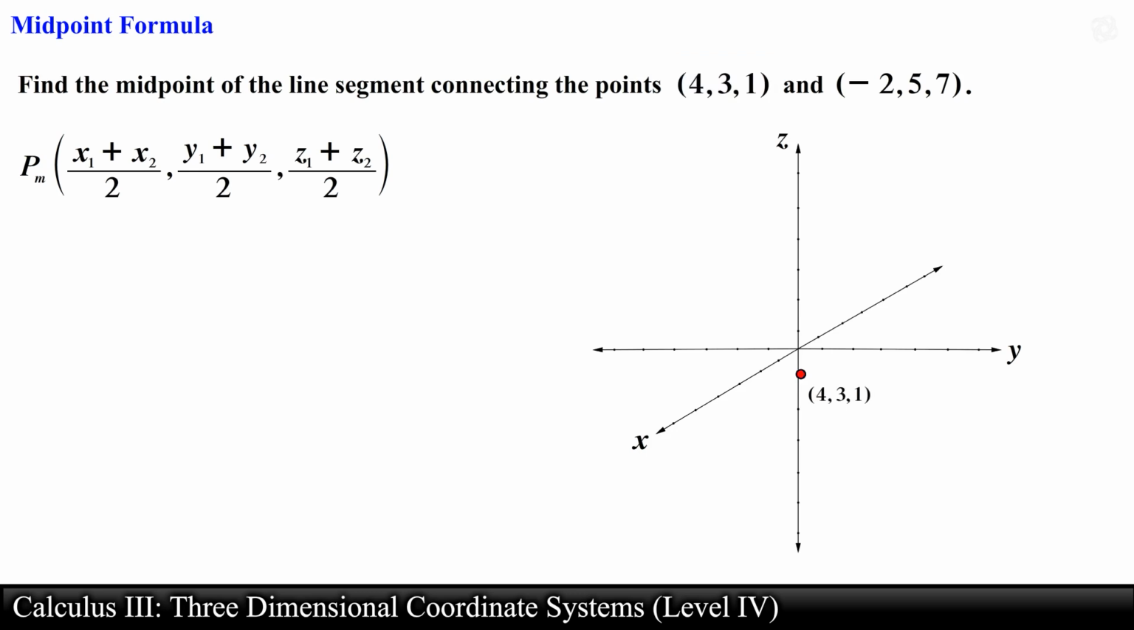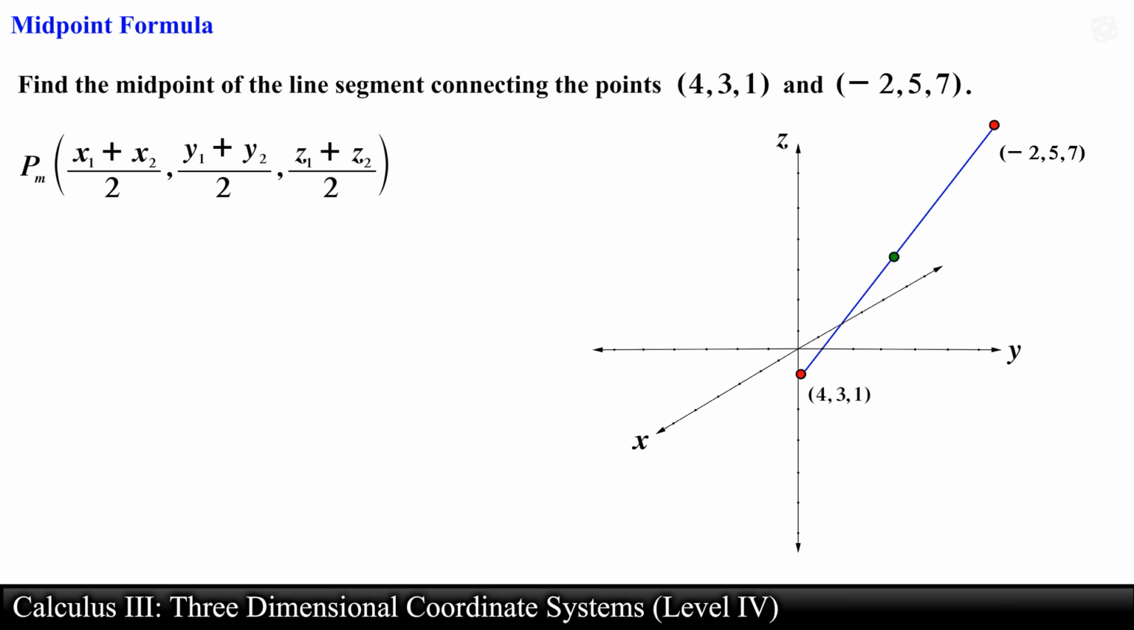In the same manner, the second point is plotted by starting at the origin and moving 2 units towards the negative x direction. Then moving 5 units towards the positive y direction. And lastly, 7 units towards the positive z direction. This problem is asking us to find the coordinates of the midpoint of a line segment connecting these 2 points. So if you imagine a line connecting these 2 points in space, we are trying to find the point that is exactly halfway between these 2 endpoints, hence the midpoint.